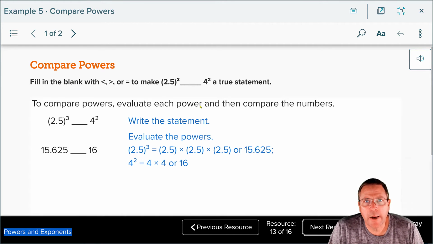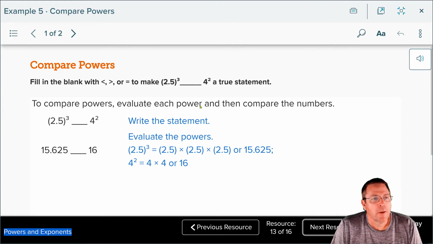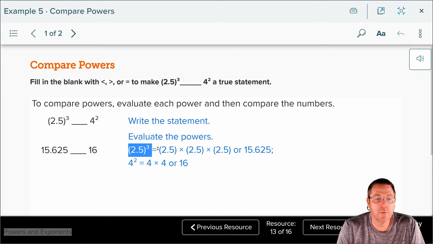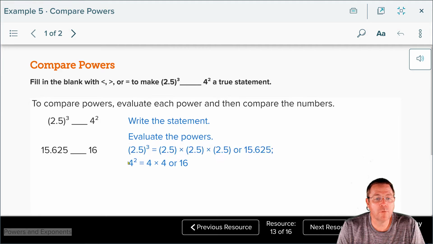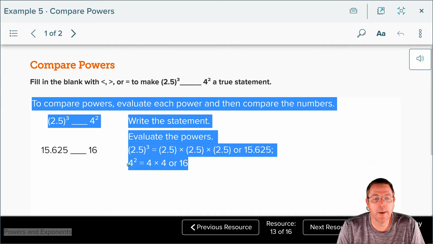But what if they gave us an alligator problem, where they just wanted to know which number the alligator was going to eat? It says fill in the blank with less than, greater than, or equal to make 2.5 to the 3rd power is greater than, less than, or equal to 4 squared, a true statement. And it says to solve this, first write your original statement and then evaluate your powers, and they show this out right here that 2.5 cubed was equal to 15.625, and they multiply that out painfully with a calculator, I'm sure. And then the 4 squared, well, 4 squared right here, that was going to equal the 16.